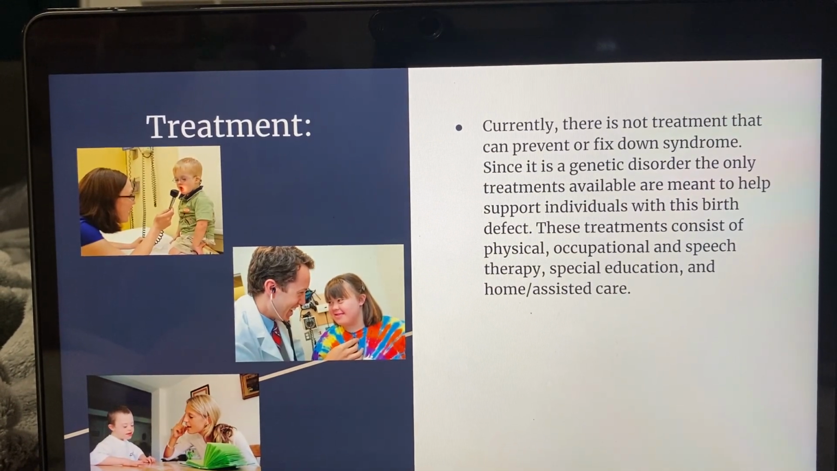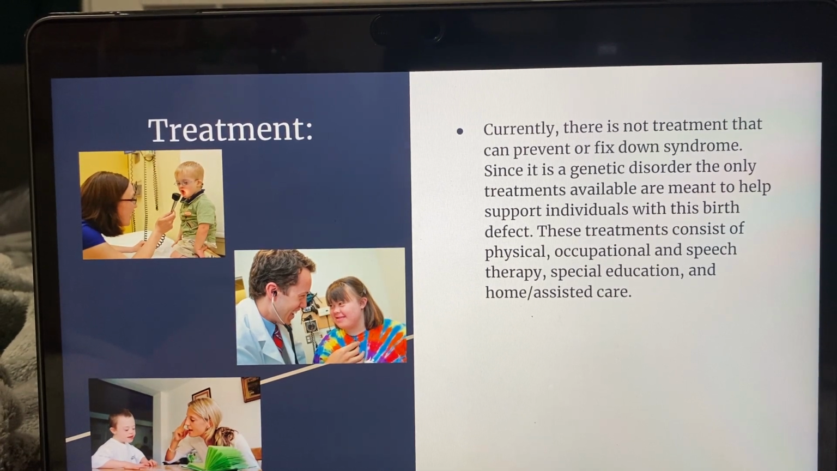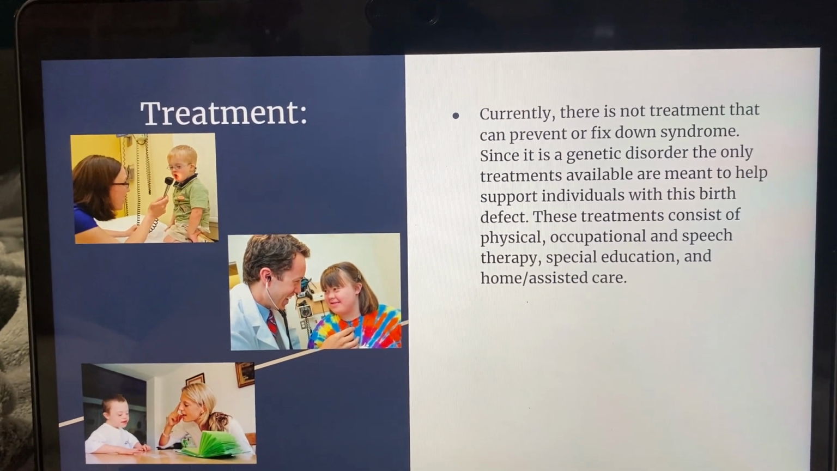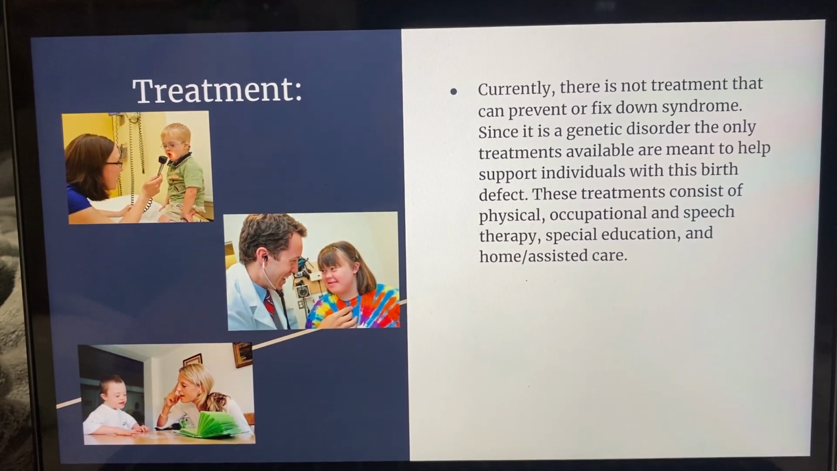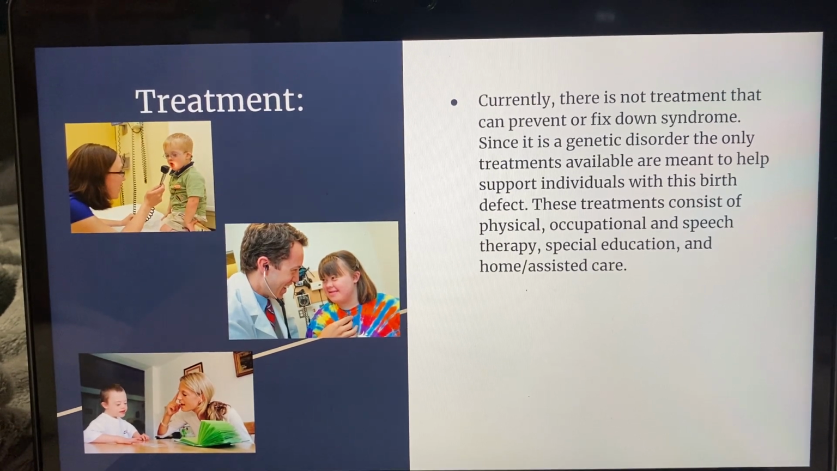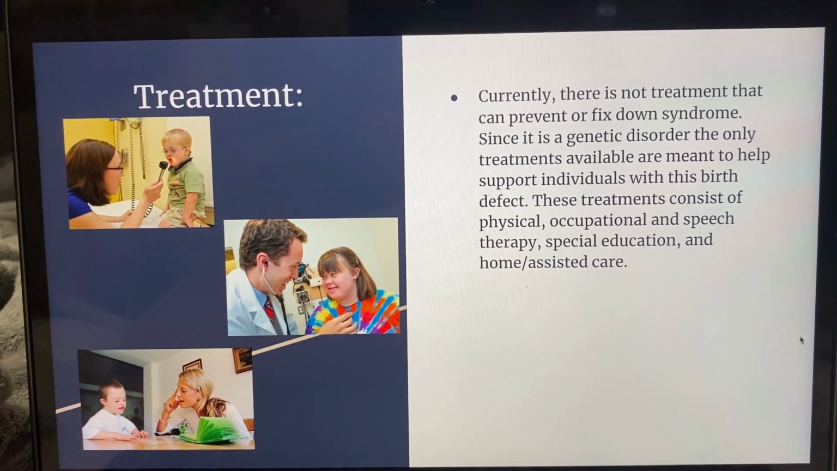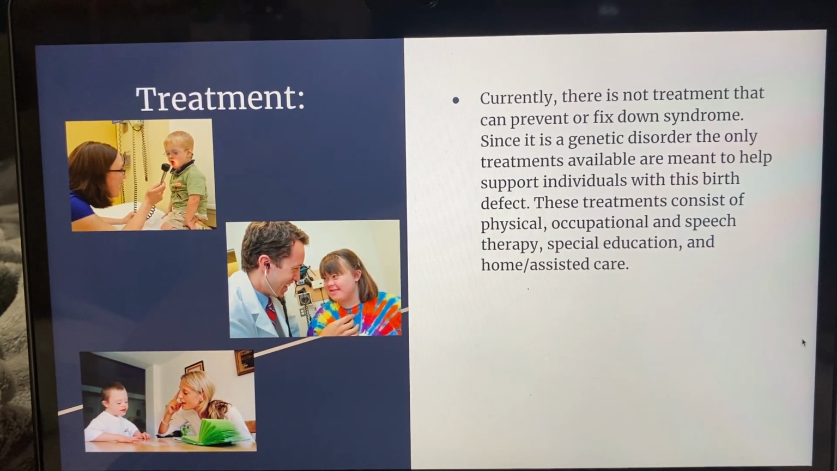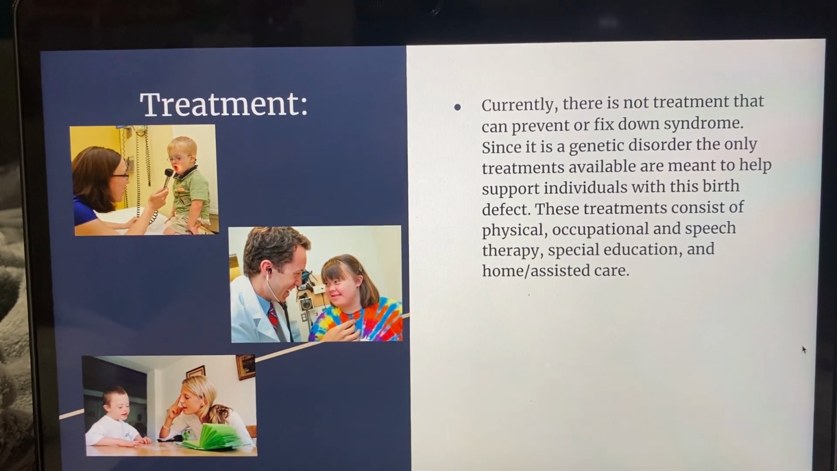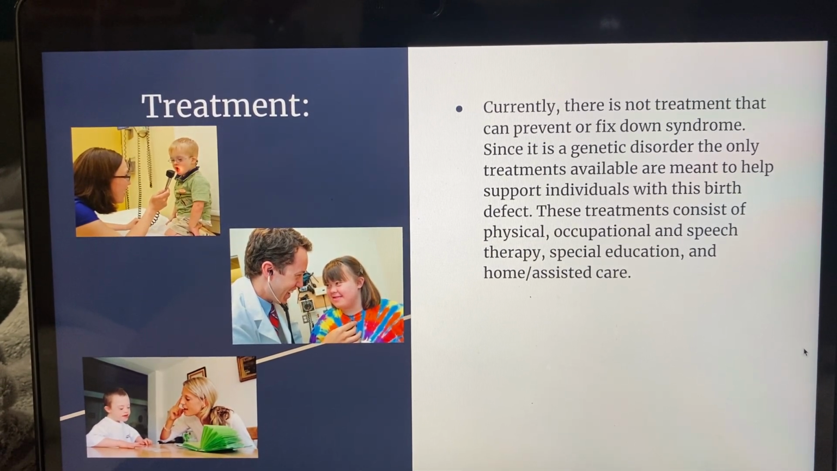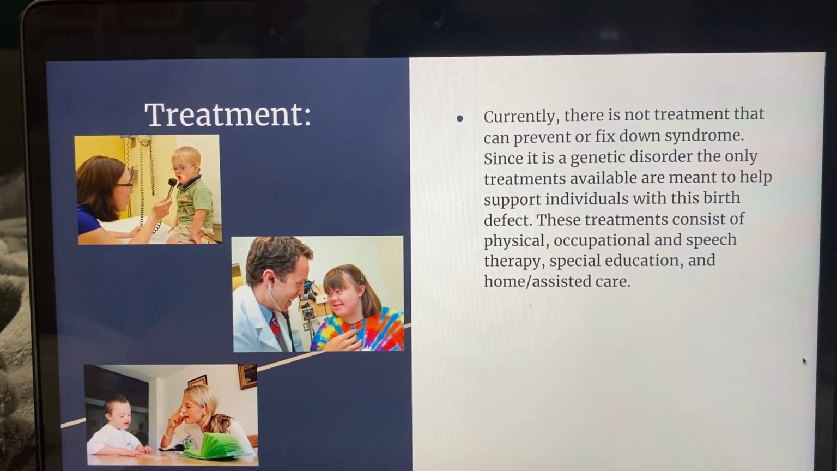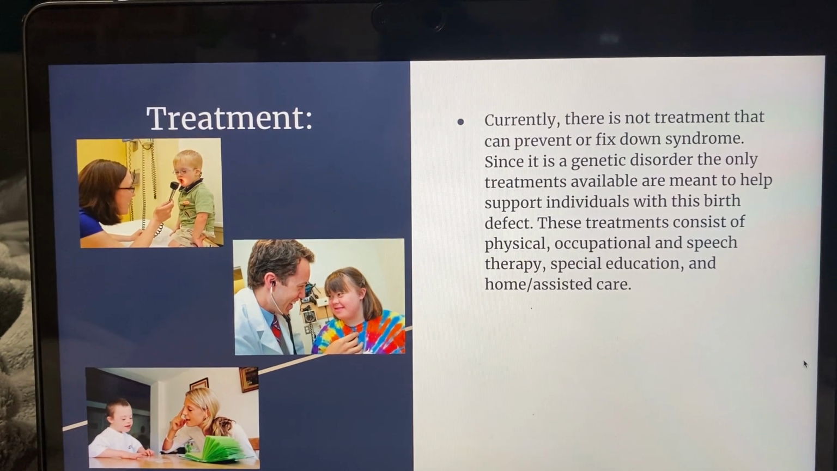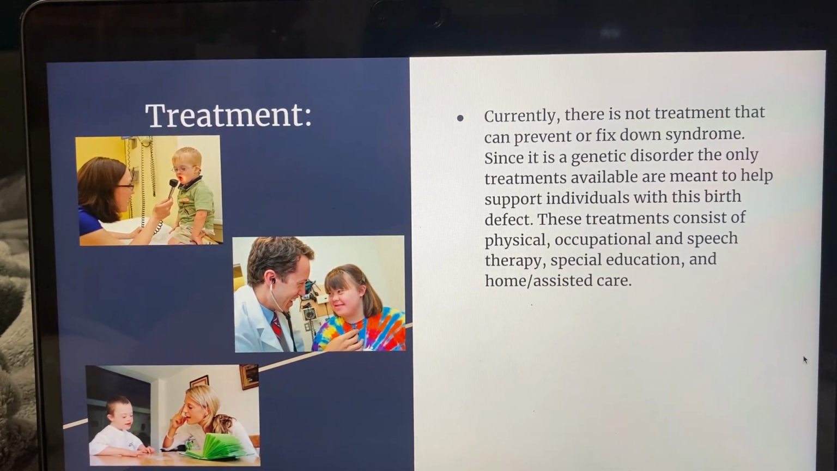Treatments, there's not currently a treatment that can necessarily fix Down syndrome or prevent it, but there are some treatments that help individuals better their diagnosis, and these are physical and occupational therapy, speech therapy. Some individuals end up going to special education, so they get help on areas that others may specialize in, and then some have to get home or assisted care, and unfortunately sometimes these individuals have to go into the care of others, such as nursing homes, just to receive extra help, because in some cases it's very hard to manage behaviors and be able to help an individual fully.